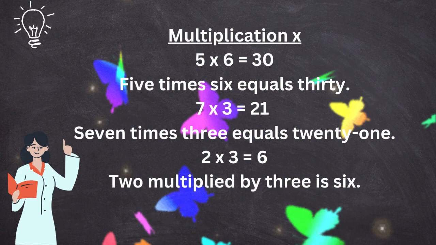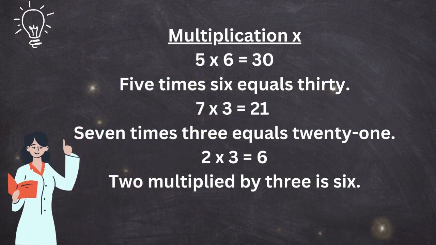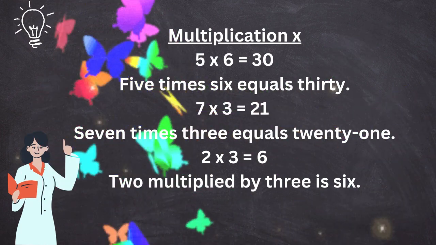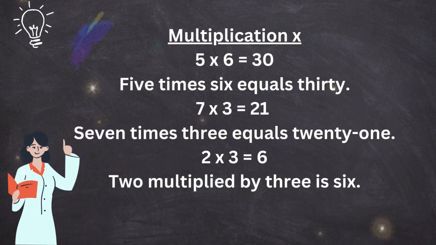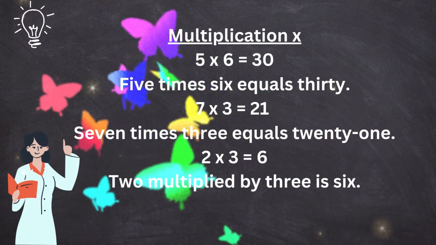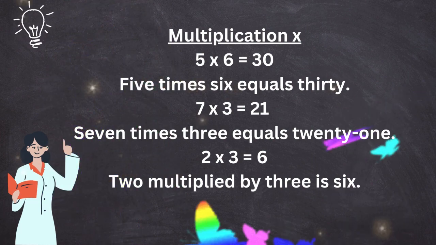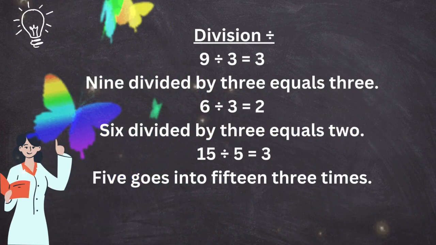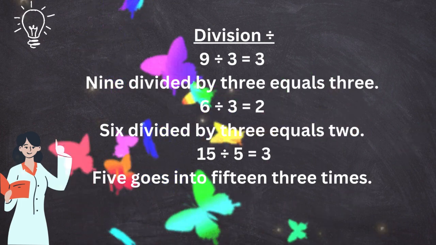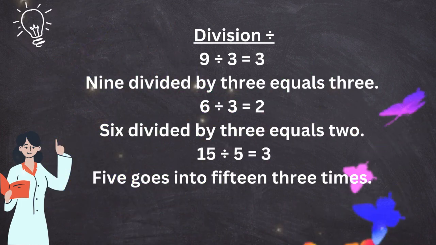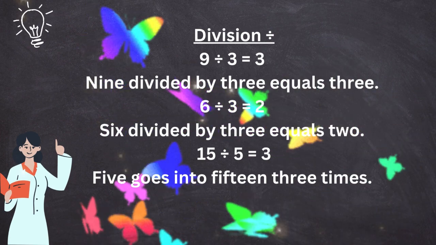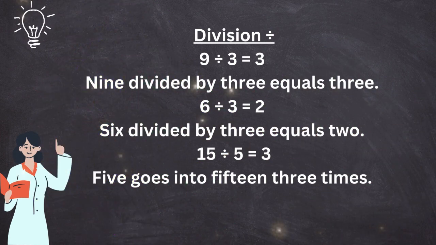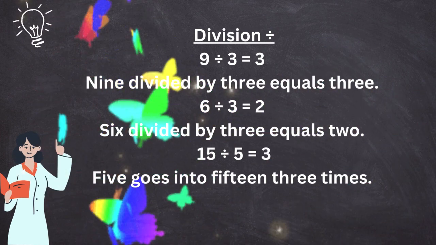Multiplication. 5 x 6 = 30. 5 times 6 = 30. 7 x 3 is equal to 21. 7 times 3 = 21. 2 x 3 = 6. 2 multiplied by 3 is 6. Division. 9 divided by 3 = 3. 9 divided by 3 = 3. 6 divided by 3 = 2. 6 divided by 3 = 2. 15 divided by 5 = 3. 5 goes into 15 3 times.